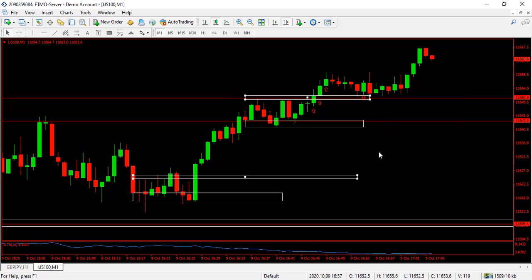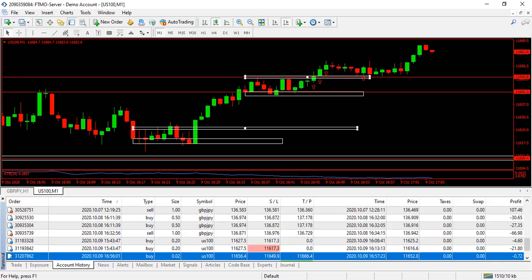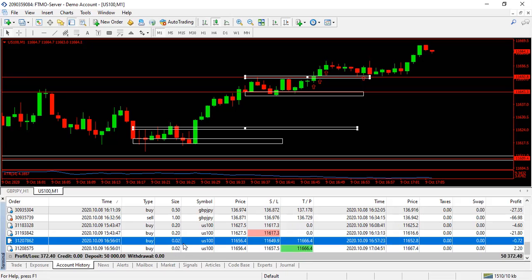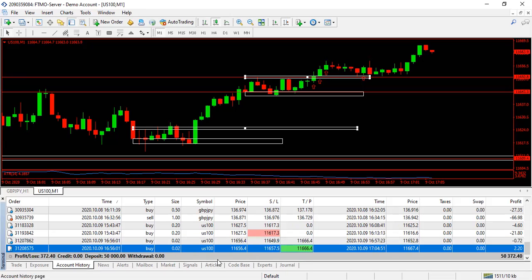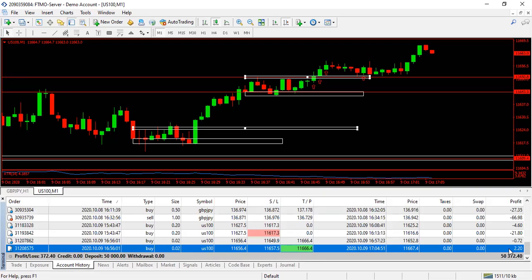And over time, as you grow as a trader, all you need to focus on is growing the position size. That is the key focus. As you can see, we lost less. The trade gave us $2.20. It's not much, but if this was 2 lots or 20 lots, this figure would be massive.